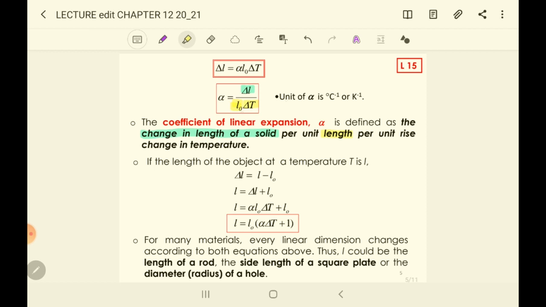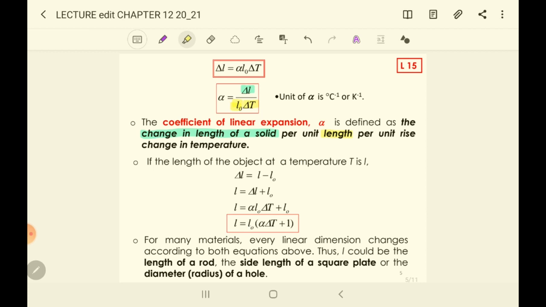Based on this equation, we can find the final length of the rod after it is heated. So how do we calculate the final length? The change in length delta L is equal to L minus L0, where L is equal to delta L plus L0, and we simplify the equation. Finally, we get the new equation: L, the final length, is equal to L0 times alpha delta T plus 1.